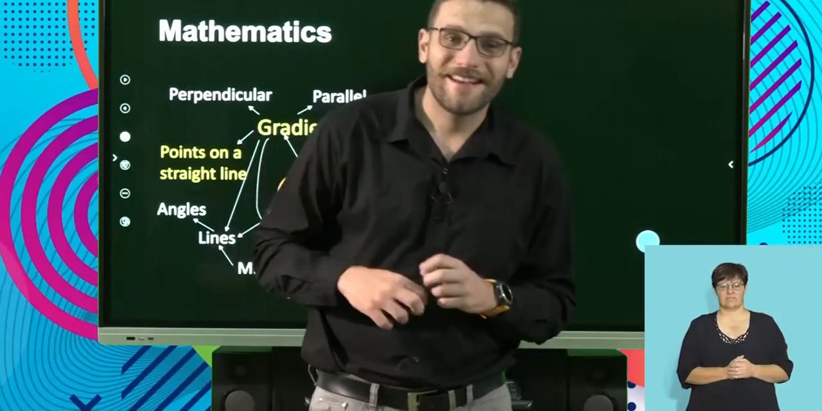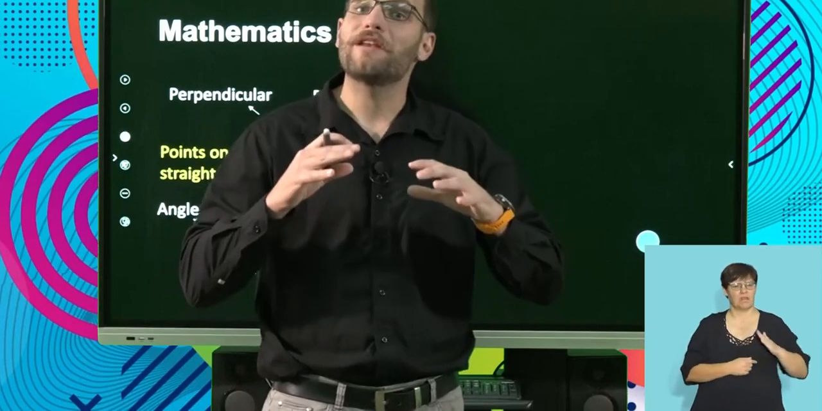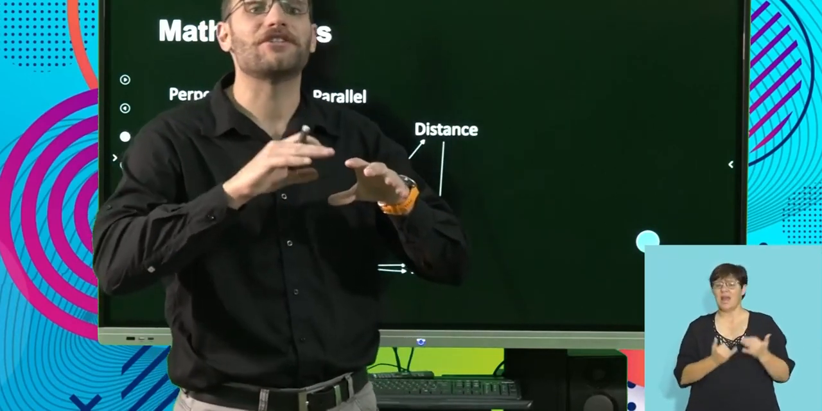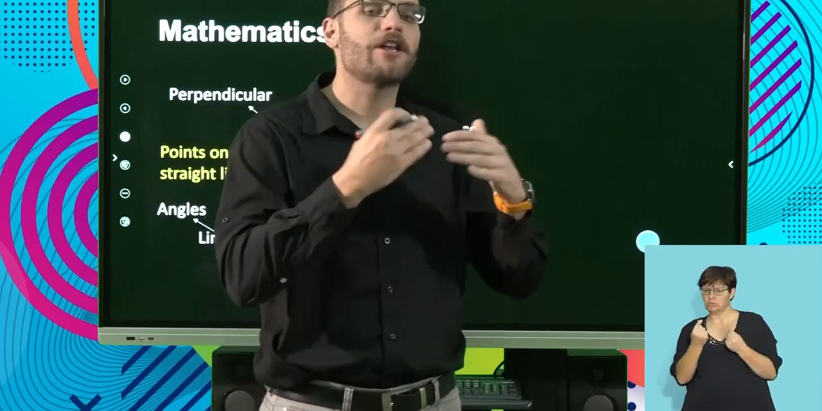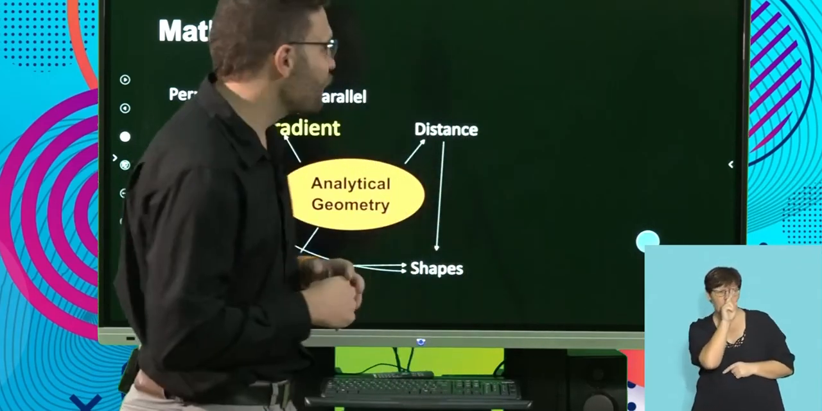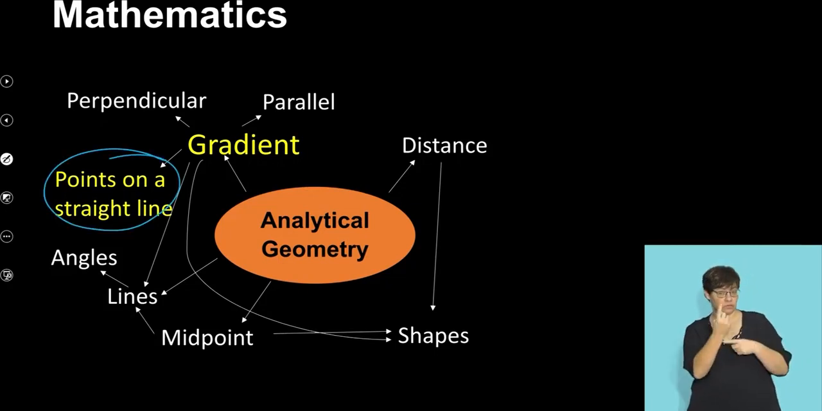Welcome back. In the previous part, we just spoke about the gradients, and now what we're going to be doing is talking about the applications of gradient. How does that look in analytical geometry, and how are we going to use that going forward? So the first thing that we're going to be talking about is points on a straight line.